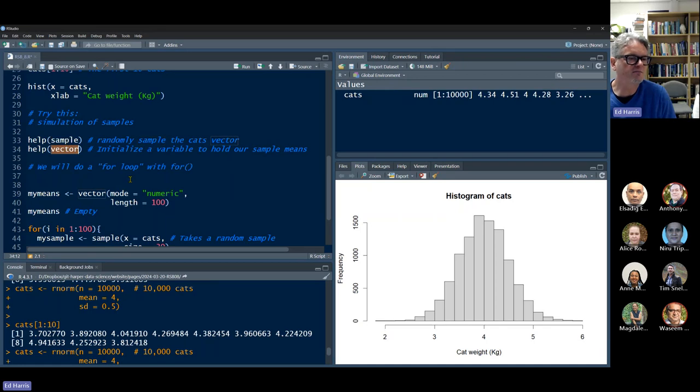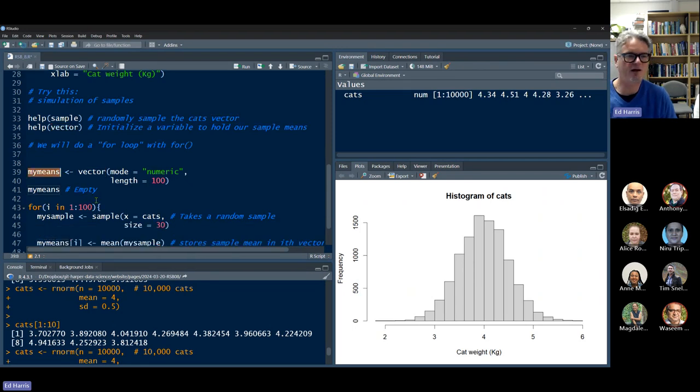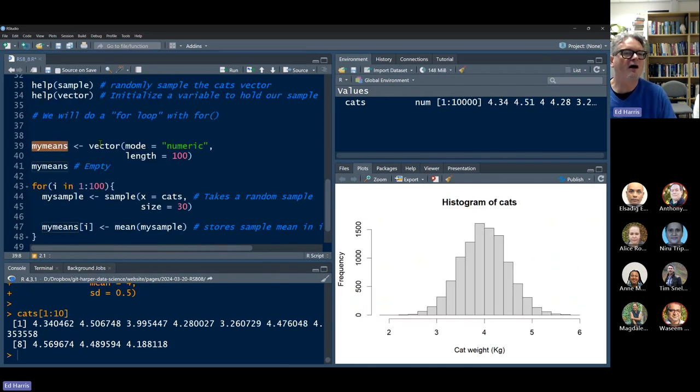The vector function simply creates a space to do some data storage. We've already used the vector function. So here what I'm doing is I'm going to make a variable called my means. We're going to use the vector function to create a vector that's of the mode numeric. So it's going to make something I can store numbers in, and it's going to make it of length 100. So let's just run these, and we'll also just look at what's in the my means vector.